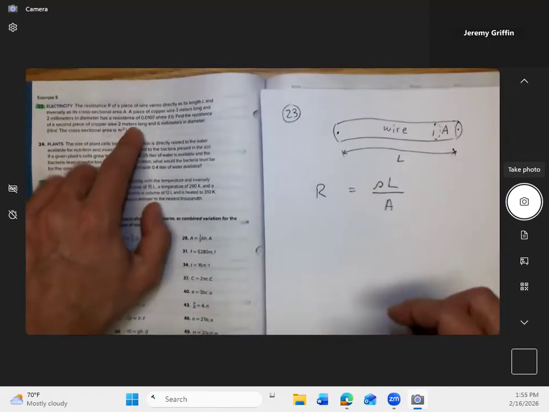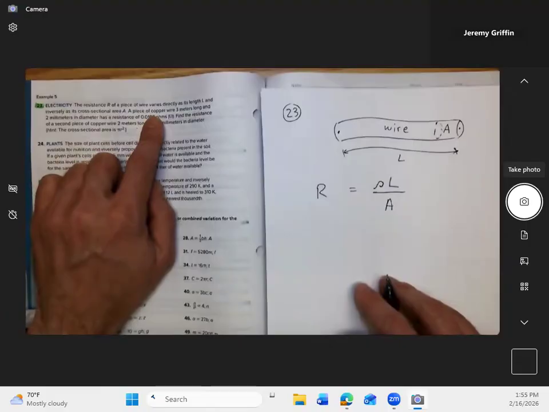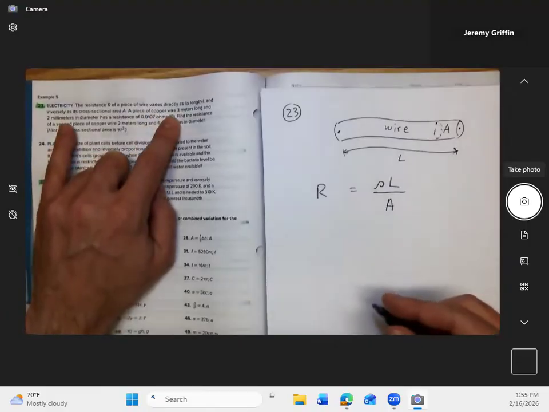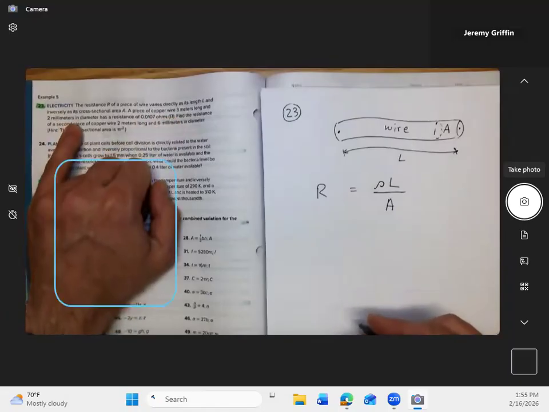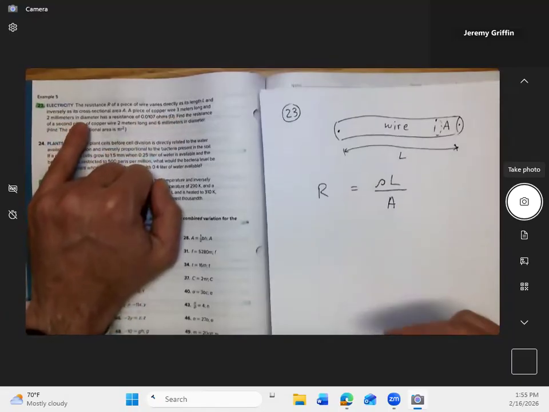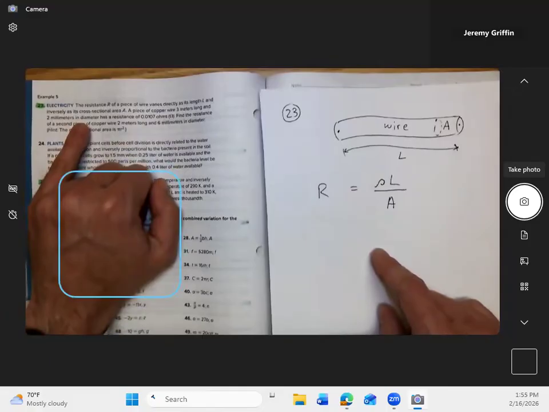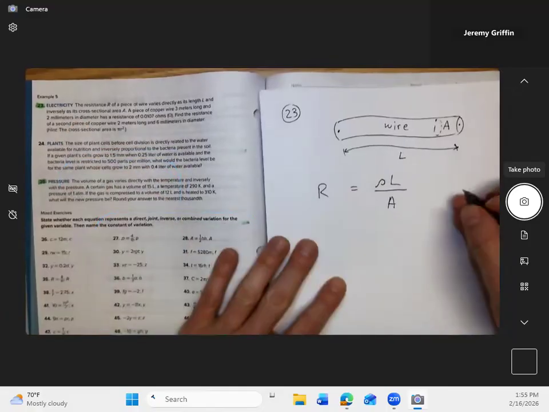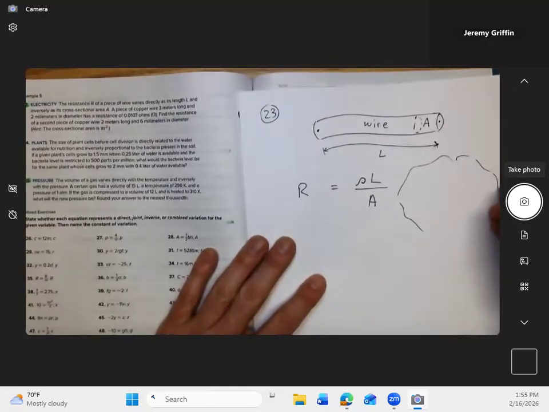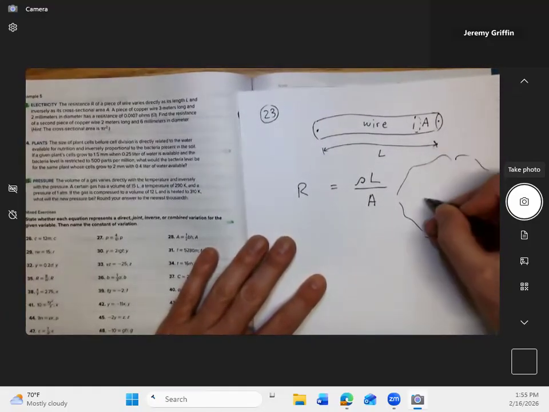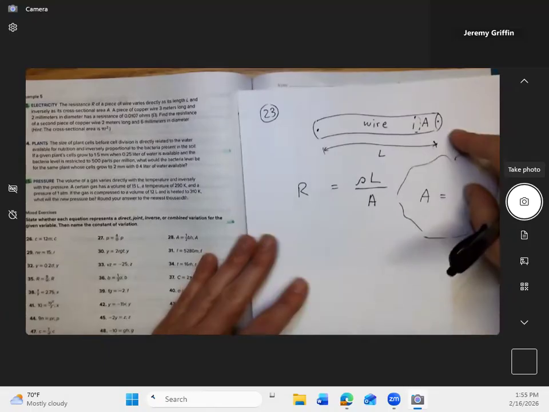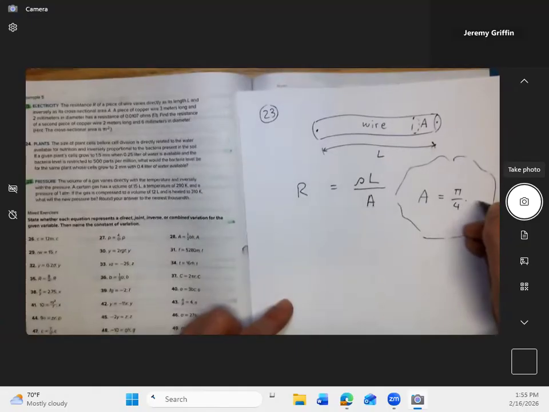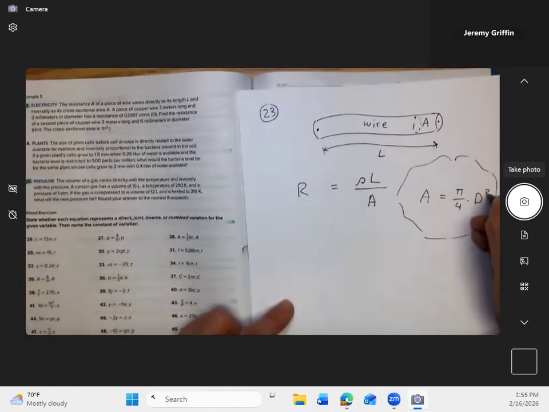So they gave us some values here. A piece of copper, 3 meters long, 2 millimeters diameter. Now that's interesting. Why did they give us diameter? That's not cross-sectional area. Hmm. All right, well, here, you got to put a little thought cloud over here. Guys, what's the cross-sectional area in terms of diameter? Well, it's pi over 4 times diameter squared.